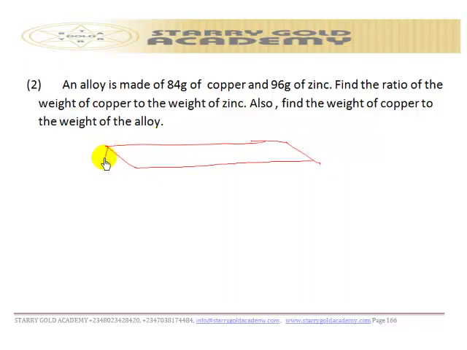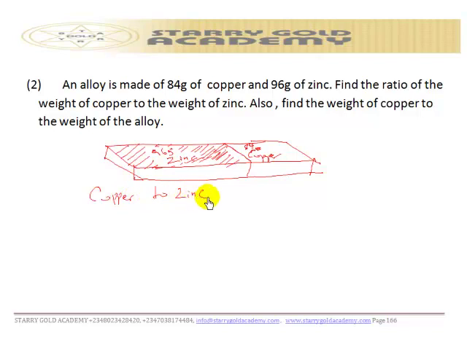Let's say this is a sheet of metal, and this metal has 96 grams of zinc and 84 grams of copper. The whole part I'm shading right now is the zinc part. Alright, so the ratio of copper to the weight of zinc is, first you say copper to zinc, as 84:96.